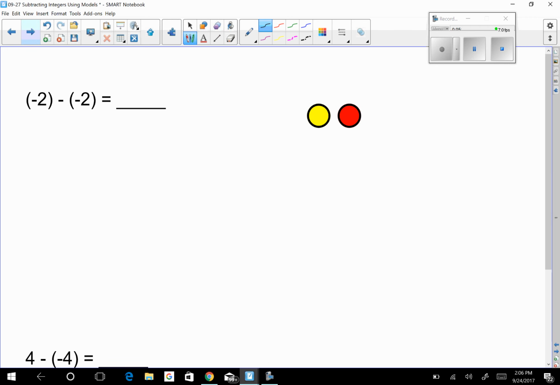We have -2, take away -2. So first we have to get our group of -2. -1 and -2. Now it says we need to take away -2. So we can take away -1, -2. If you take away everything, what are you left with? Nothing, which is 0. So that one was pretty easy.